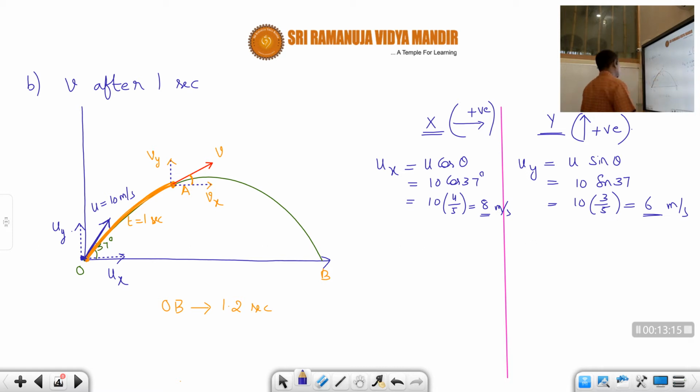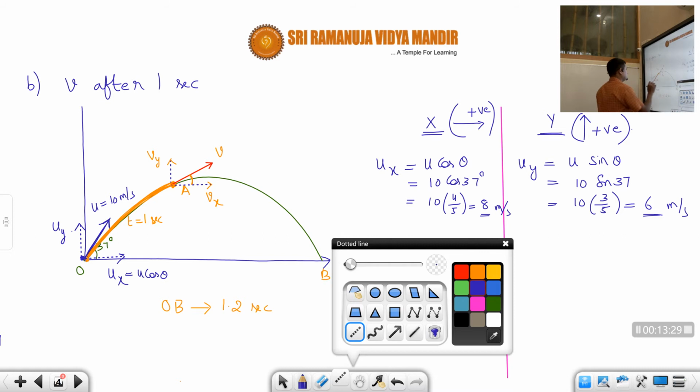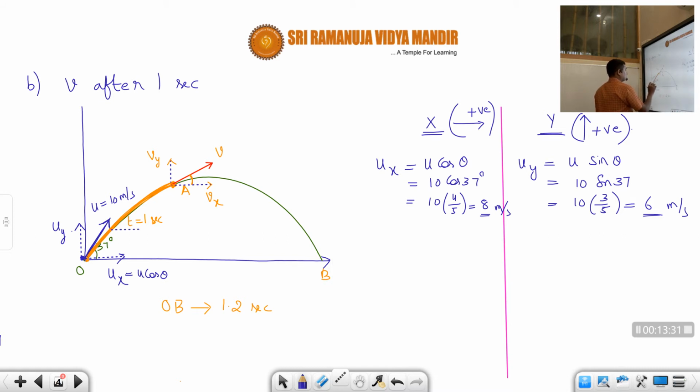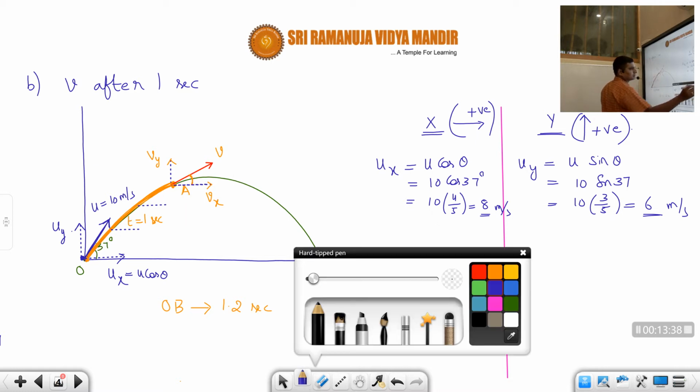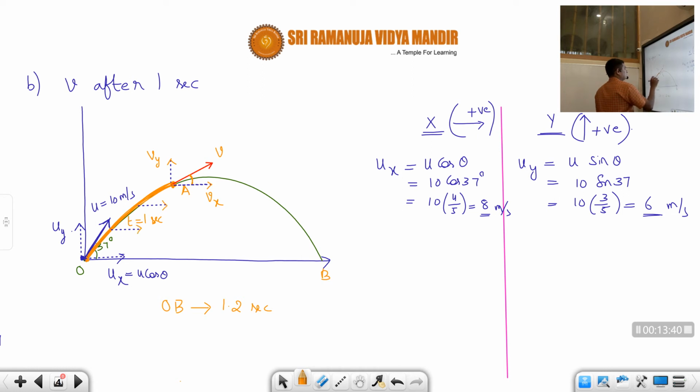Now as you are going in the projectile, which component will always remain constant students? Ux component, u cos theta. This I already told you. Correct or not? This u cos theta component will always remain constant. After some time, let us say here, this is also u cos theta. After some time here, this is also u cos theta. So at any point if you take, the u cos theta will always remain constant.